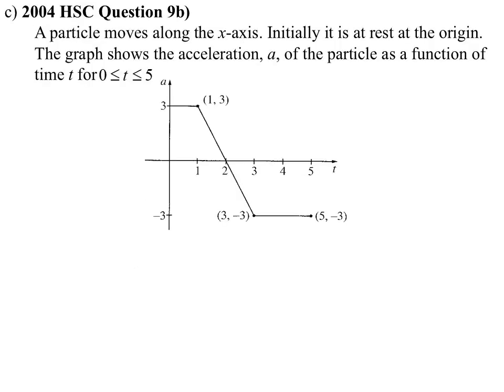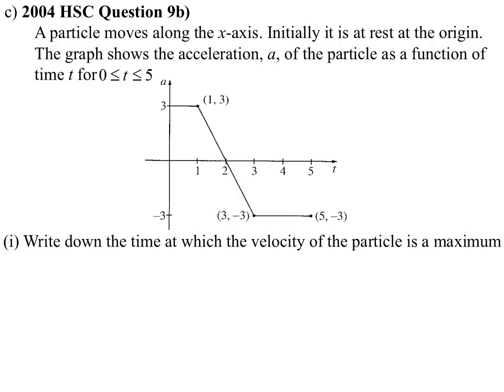Acceleration time graph they've given me this time. Okay, write down the time at which the velocity is a maximum. Now we don't have an actual function here, although because they're straight lines we could work out the equation of these lines if we wanted to, but that's not what we really need to do, because what this is saying, we know velocity will be the integral of acceleration. So therefore what it's really saying is, write down when it's a maximum. When is that integral a maximum?